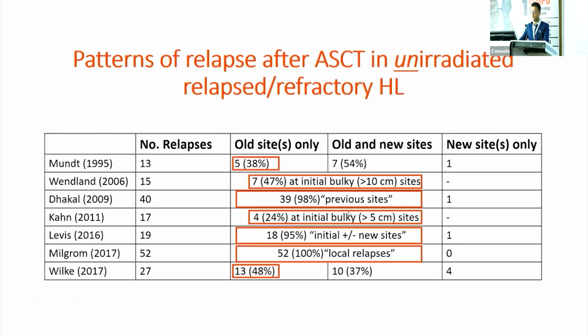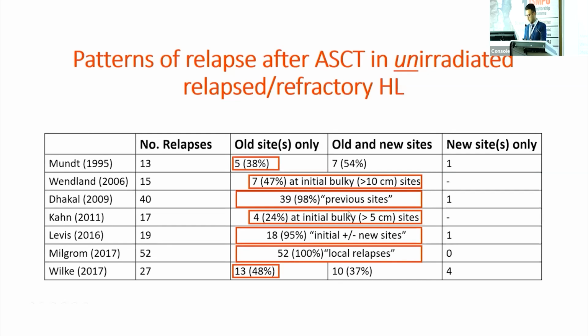Going to the role of radiation in refractory or relapsed Hodgkin lymphoma after autologous stem cell transplant in unirradiated patients: if you look at the patterns of failure, there is no randomized trial data, but the bulk of treatment failure happens in the old sites, or diseases that could have been covered with a radiation field. So there is some evidence to show that radiation to the initial bulky disease or to the previous sites post ASCT can help progression-free survival.